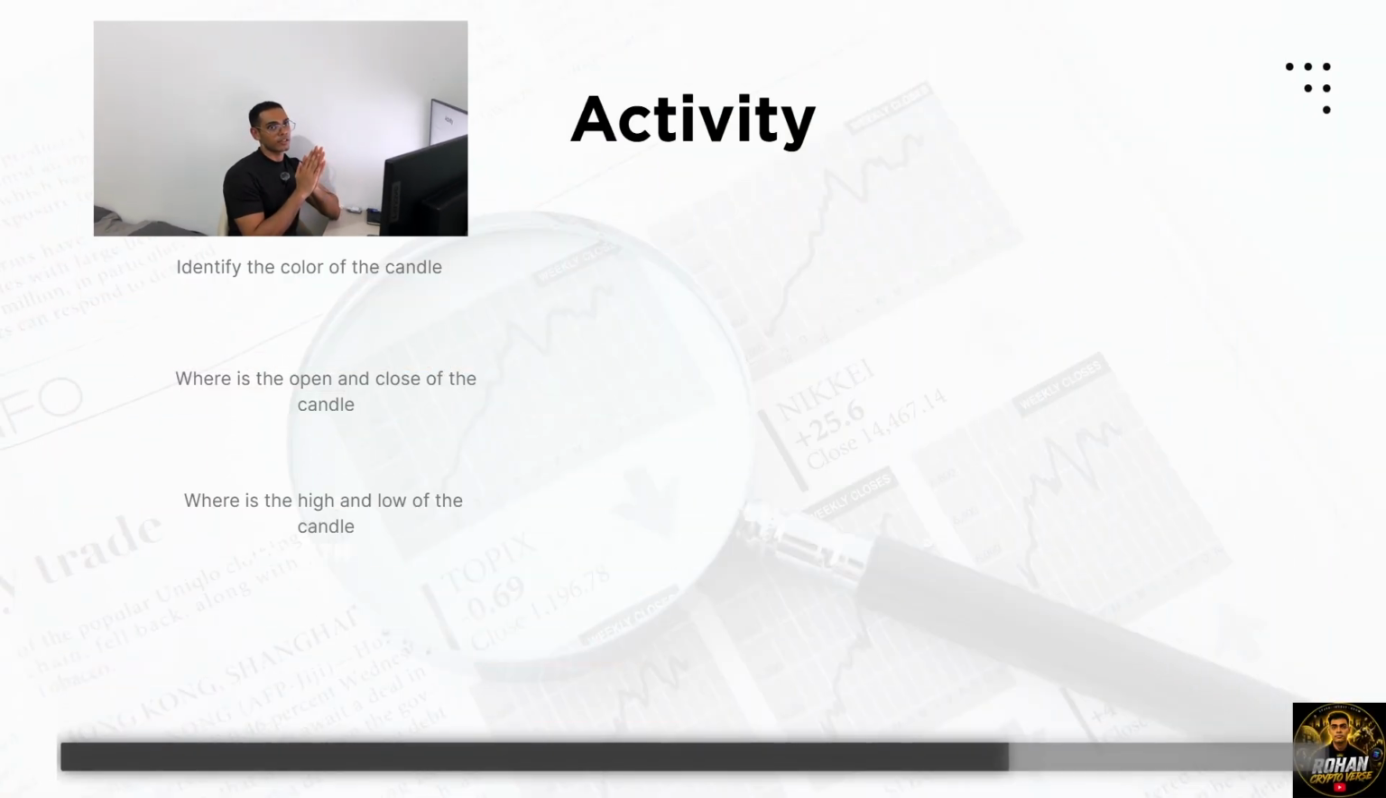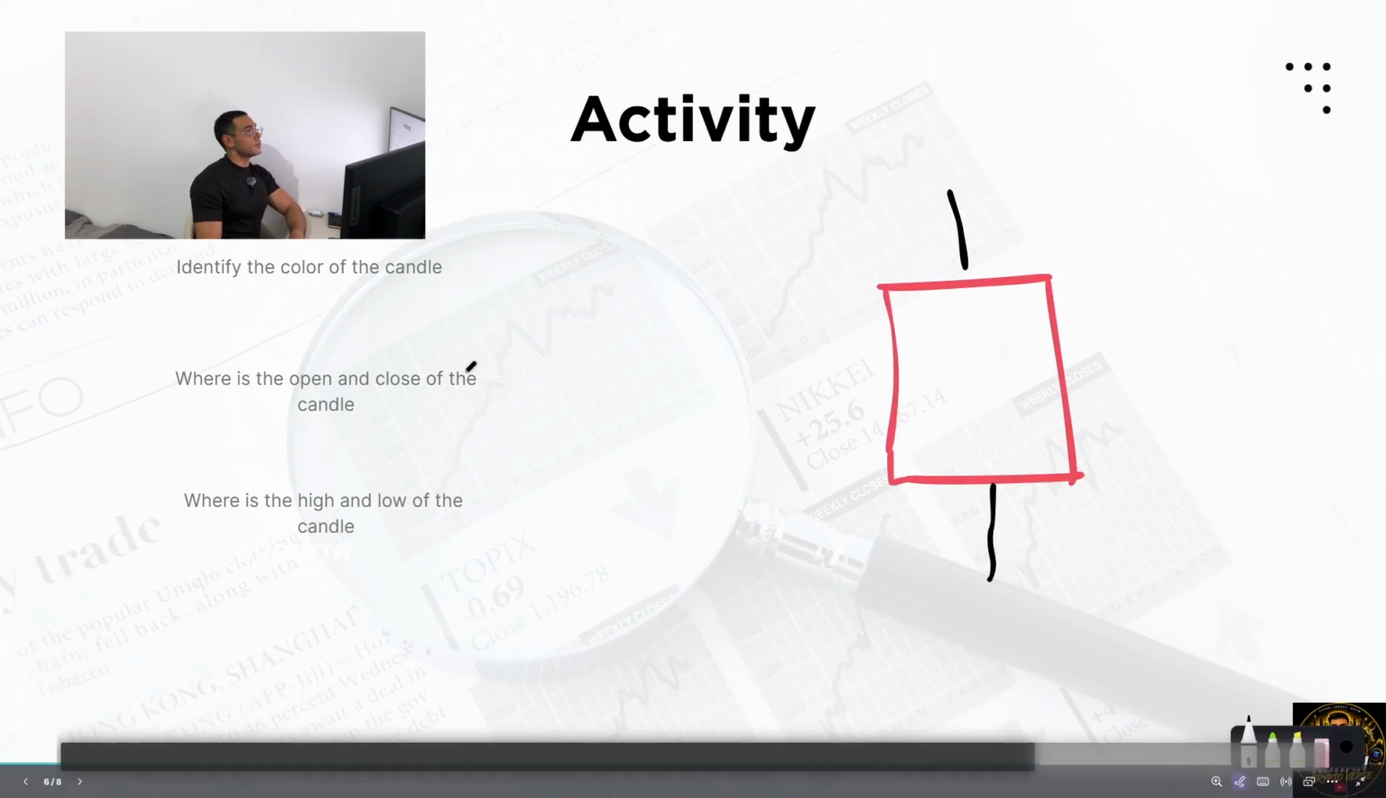Now I will give you an activity. You need to identify the color of the candle, what the open and close of the candle are, and where the high and low of the candle are. You can pause the video for a minute and see whether you have understood the concept that I'm trying to tell you.